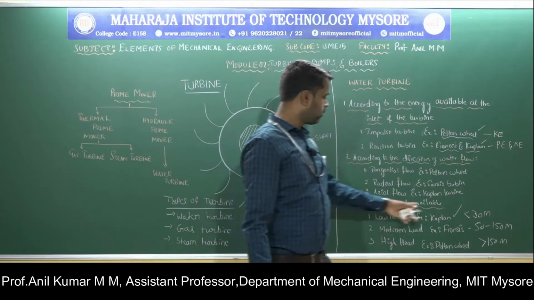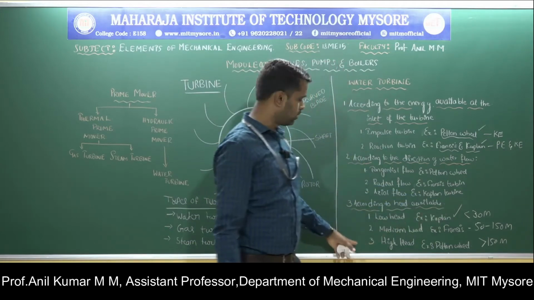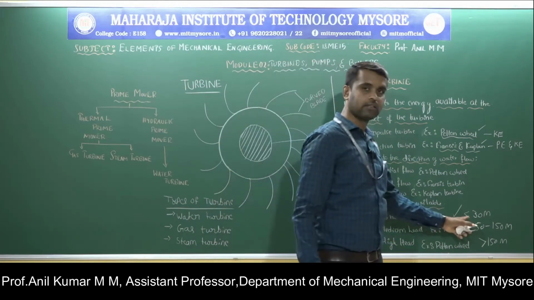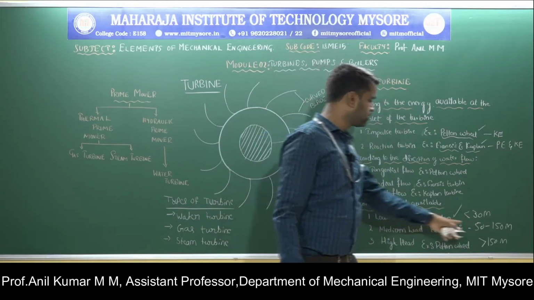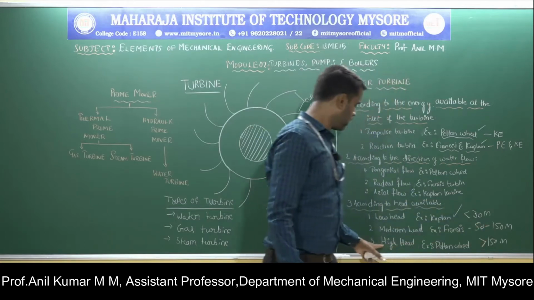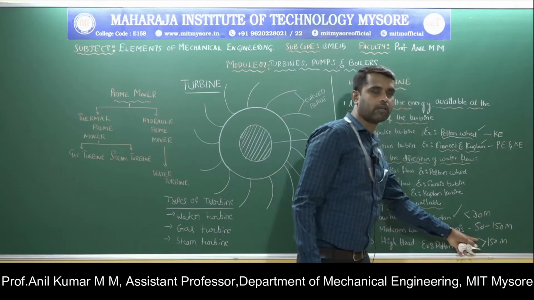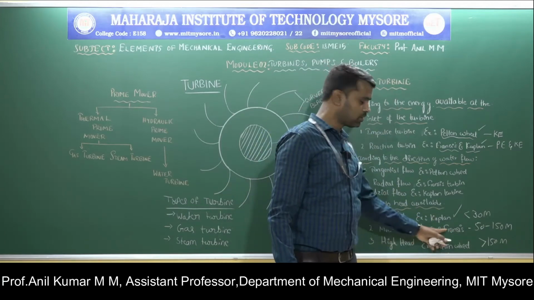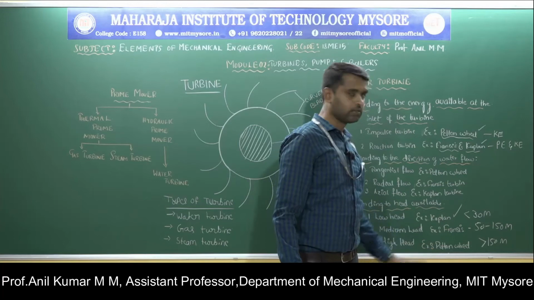According to the head available at the inlet of the turbine, it is classified into three types: low head turbine, medium head and high head. Low head turbine is less than 30 meters height, medium head is 50 to 150 meters height, and high head is greater than 150 meters height. Low head turbine example is the Kaplan turbine, medium head is the Francis turbine, and high head is the Pelton wheel.